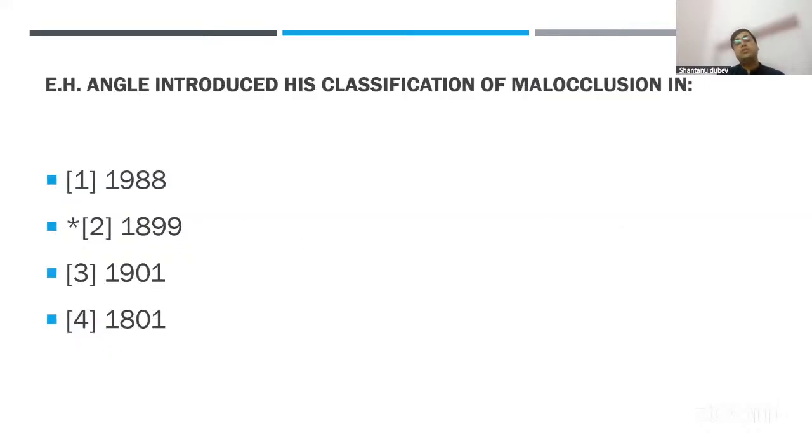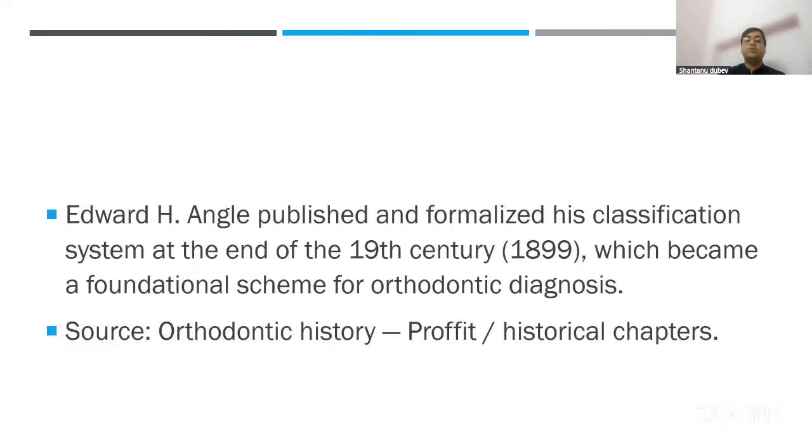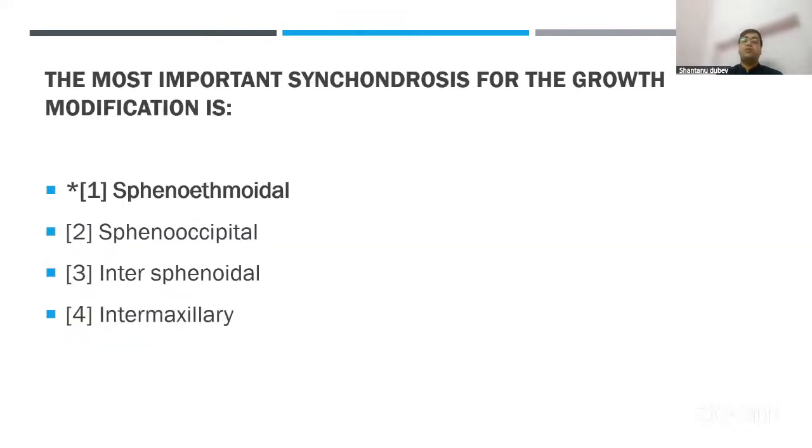Okay, again, factual question. E.H. Angle introduced his classification of malocclusion in which year? It was 1899. This is something that has been asked previously, and that is why it is included in this video so that you remember. So it was in the 19th century, 1899, which became the foundational scheme for orthodontic diagnosis.